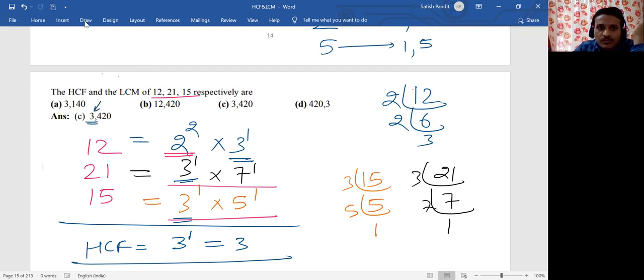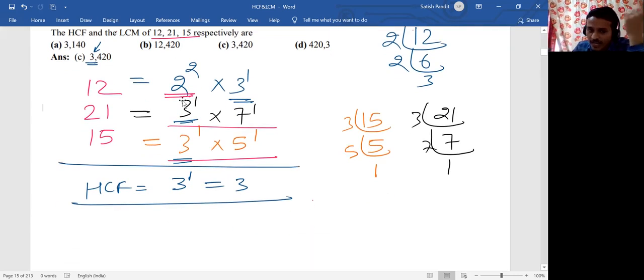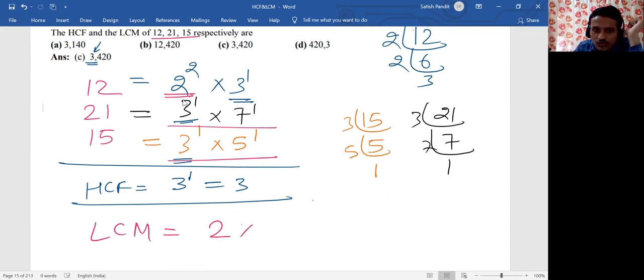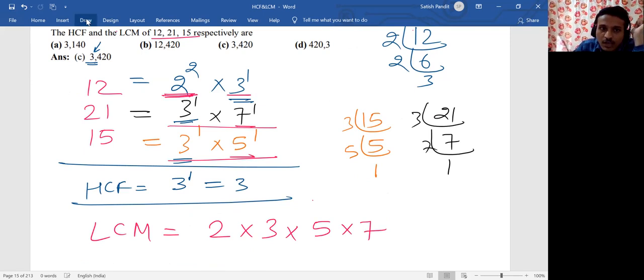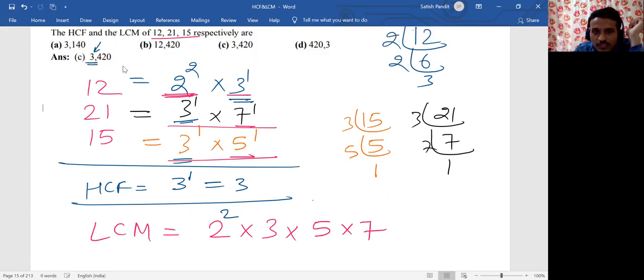Now how to find LCM? Think for a moment. In LCM, we have to multiply the highest power of each of the prime factors. So what are the prime factors we have? We have 2, 3, 5, and 7. Now we take the highest power of each. Highest power of 2 is 2, of 3 is 1, of 5 is 1, and of 7 is 1. If you multiply this, you will get 420.